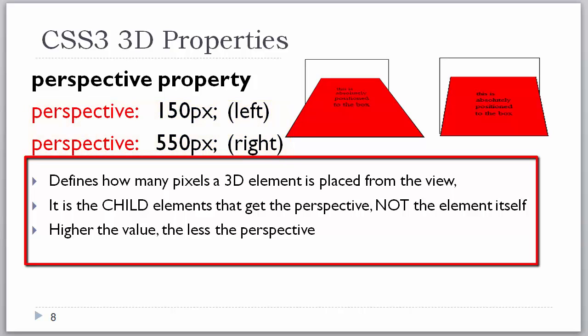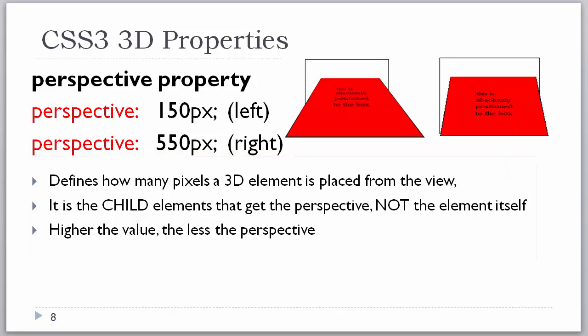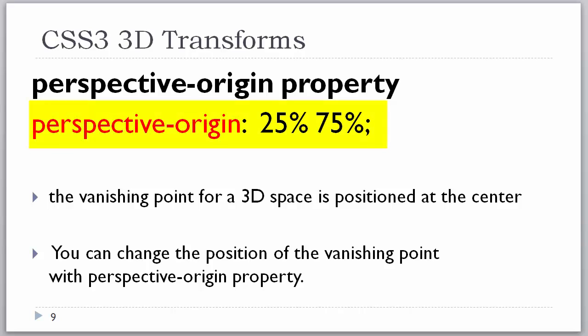One thing to notice is that you're working with a child element inside a container that will get the perspective, not the outside container. So you need to have some kind of positioning in order to have a container inside a container. We also have a perspective-origin property, and here again we generally work in the center of the container. So here, if we wanted to change the origin to a percentage or a pixel value, we could do that also.